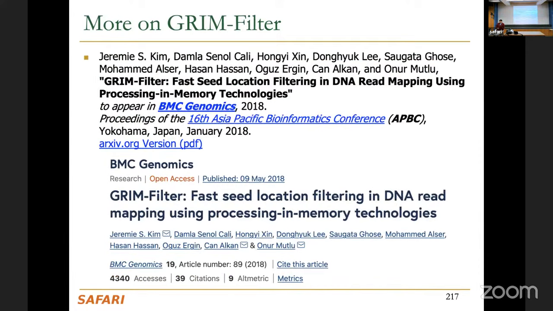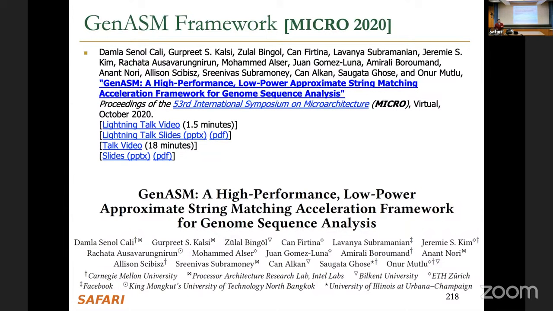And this is the GRIM-Filter. Of course, we're not only accelerating pre-alignment filtering. We're also trying to accelerate the alignment process itself, or the approximate string matching. And this is one of our earlier works towards this direction. This is the GenASM framework.